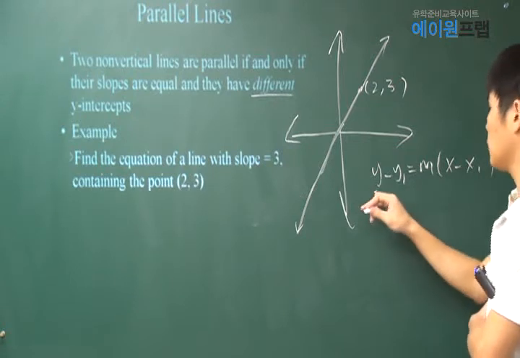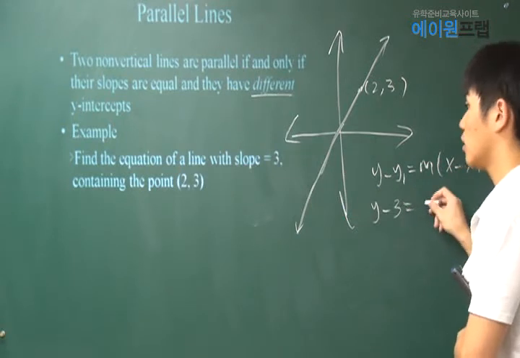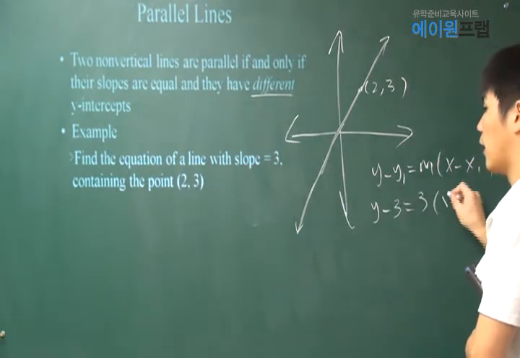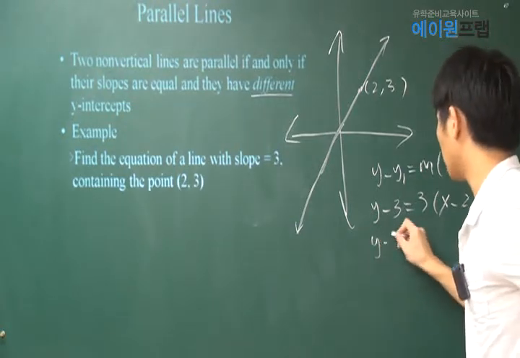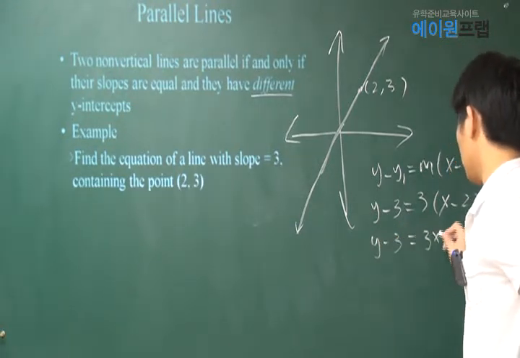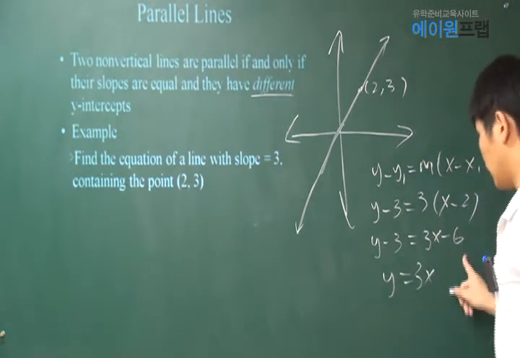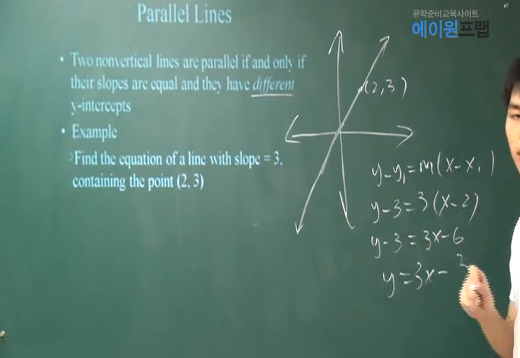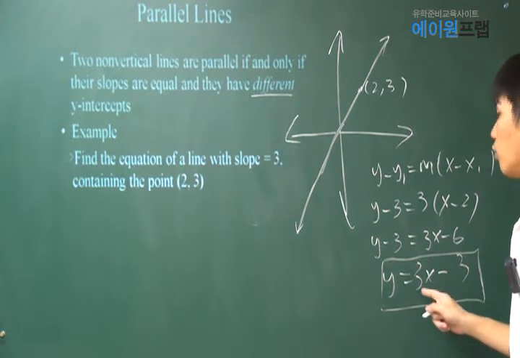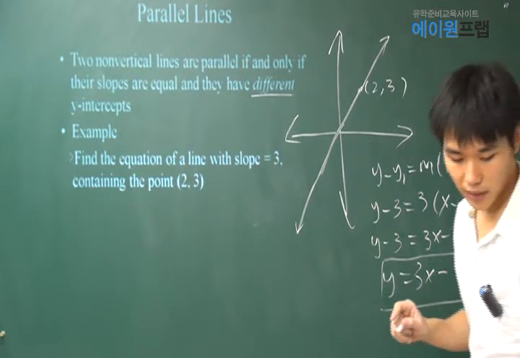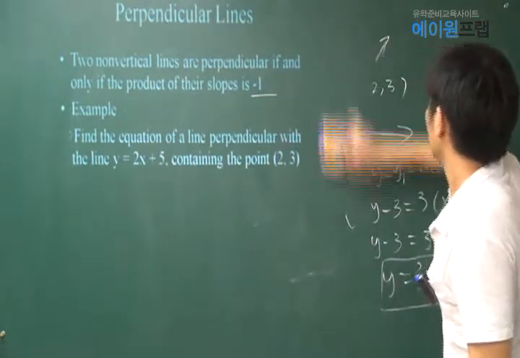So, applying this, same thing. y minus the y coordinate, 3, equals the slope 3 times (x minus 2). You can actually simplify this if you want to. That would be y minus 3 equals 3x minus 6, and adding 3 on both sides, y equals 3x minus 3. So this is the equation of a line with slope 3 containing the point (2, 3). Okay? Next, perpendicular lines. Okay.